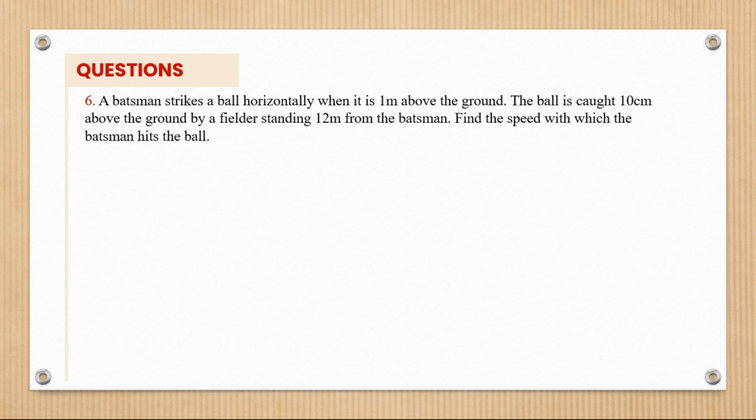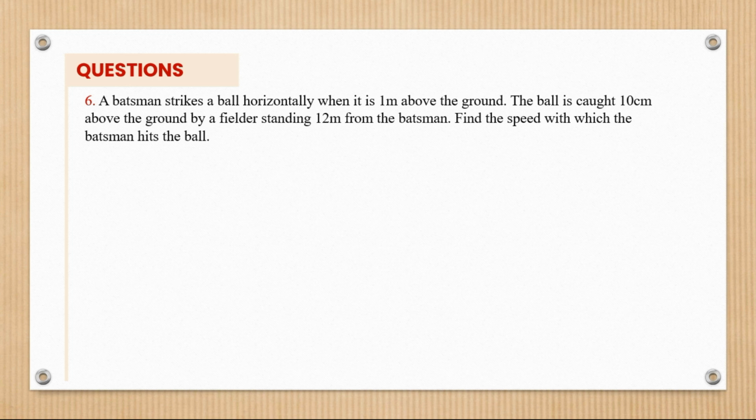Alright, let's look at another unique example. So I've been told in number 6 that a batsman strikes a ball horizontally when it is 1 meter above the ground. The ball is caught 10 centimeters above the ground by a fielder standing 12 meters from the batsman. Find the speed with which the batsman hits the ball.